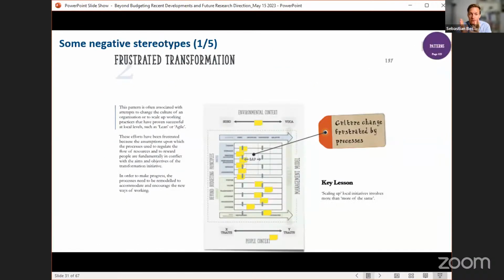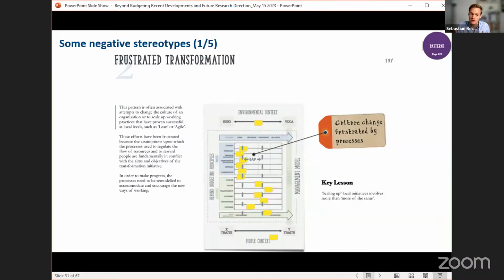Some of the patterns that we have in the book, we've tested and tried. We didn't just write the book and here it is. We said, okay, we know a lot of things already about beyond budgeting. We came up with this idea, we then did some workshops, tested this, and tried to derive patterns. So I brought a few of these patterns for you.